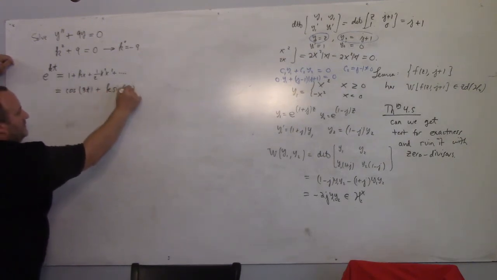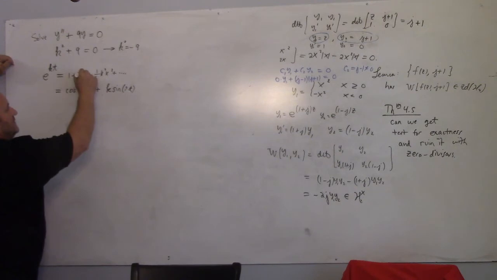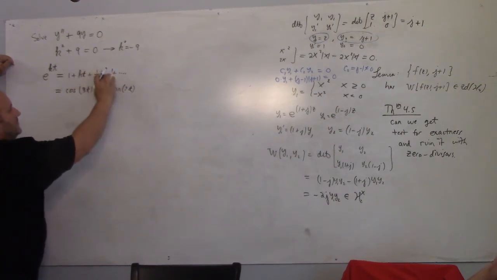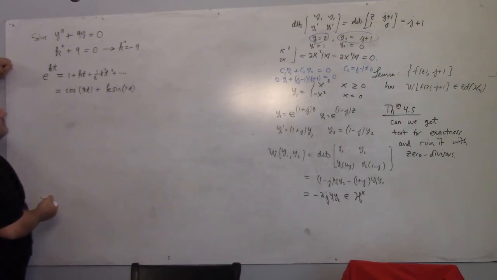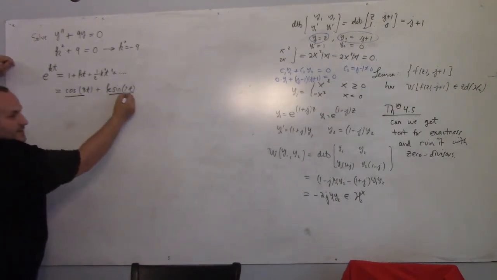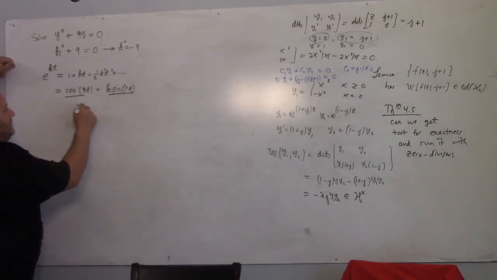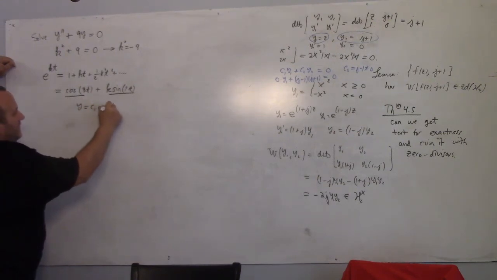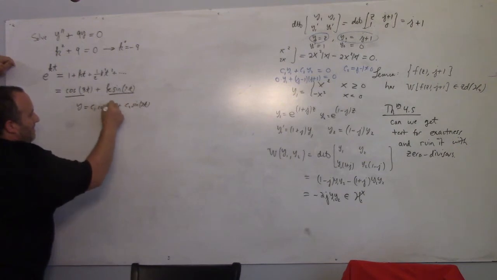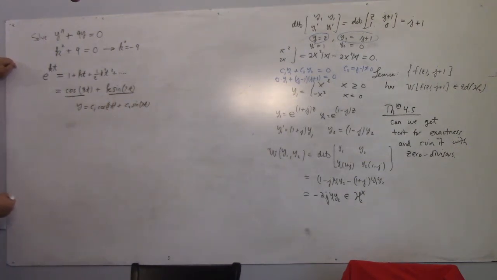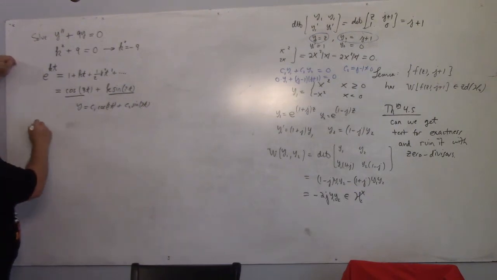Question. What's the solution to this differential equation? Oh, that's right. Yeah, C1 cosine beta t plus C2 sine beta t. Great.